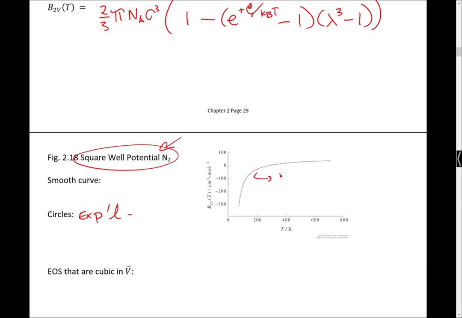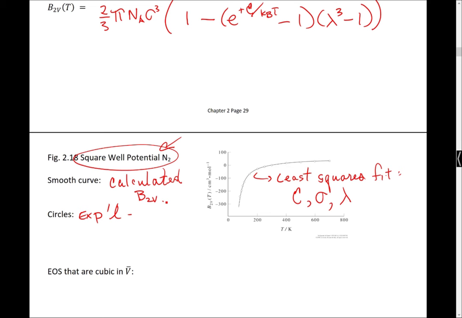So I'm just going to write least squares fit, and the parameters will be the energy associated with the interaction between our particles, the attractive interaction; sigma, the size of our particles; and then, what was the last one? Lambda, the width over which we have attractive interactions. All right, so that smooth curve is calculated B2V.